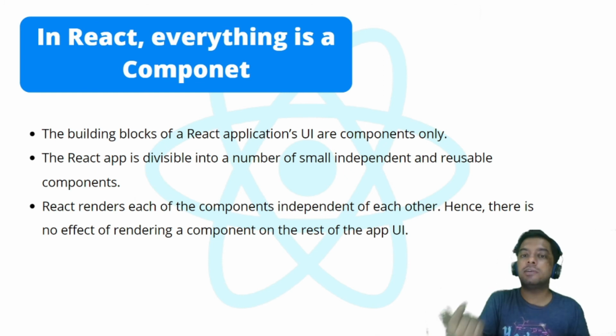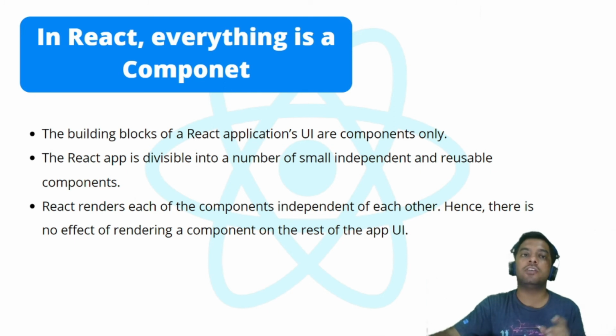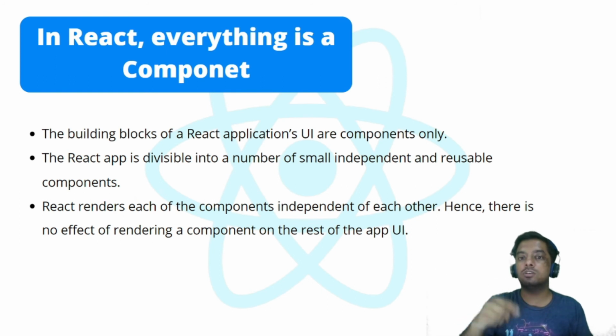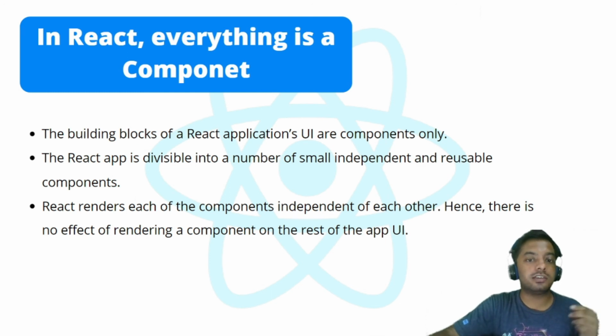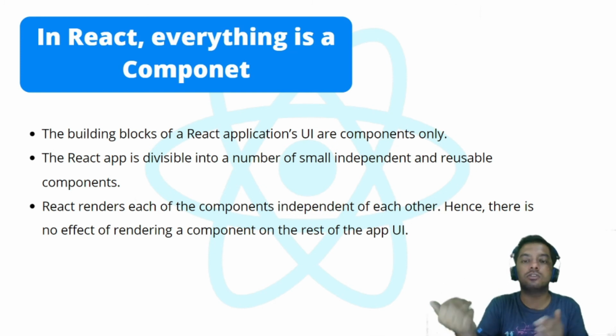All the components are independent of each other. Changing one component won't affect another component. And they are reusable. A single component can be used at multiple places. If we have created a component for a button, then we can use the same component at different places inside our application. So it is reusable. React renders each of the components independent of each other. Hence, there is no effect of rendering a component on the rest of the app UI.